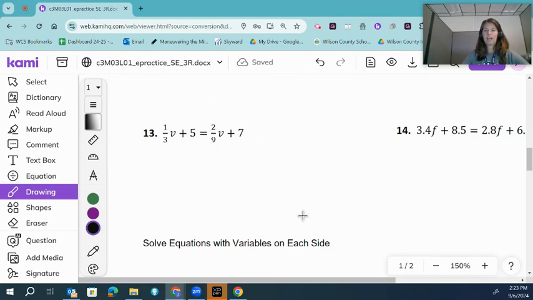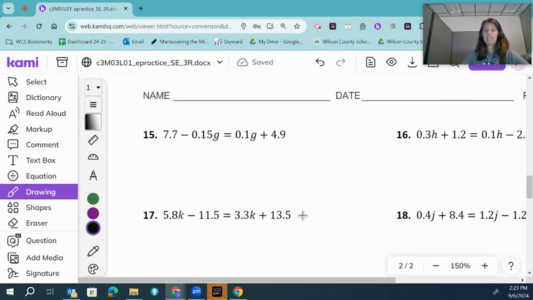Let's take a look at a couple that involve decimals. When you are doing decimals, you're just going to solve them like normal. Feel free to use a calculator here. We're going to combine our variables and our constants. So I'm going to add 0.15 g or 15/100 g to both sides. Make sure when you're adding your decimals, you line up your decimals. For adding, we are left with 7.7 equals 0.25 g plus 4.9.